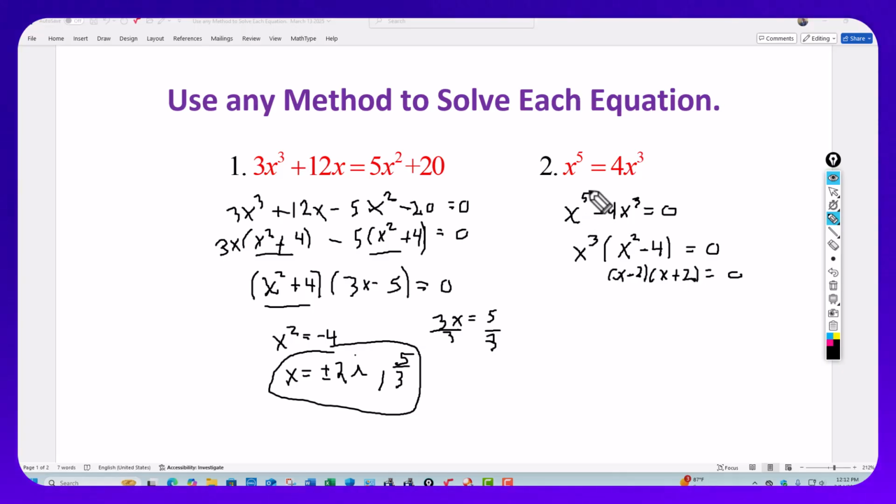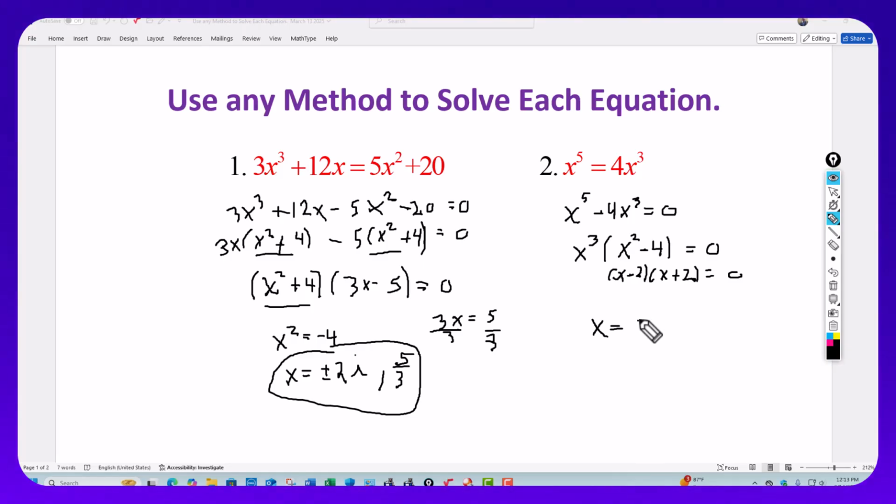So this is a fifth degree polynomial equation. So you expect to have 5 solutions, and some could be repeated. So in this particular case, from x minus 2, we get one possible solution of 2. From x plus 2, we have another solution of negative 2. And of course, x to the third is equal to 0 when x is equal to 0. So basically, we have 3 solutions.